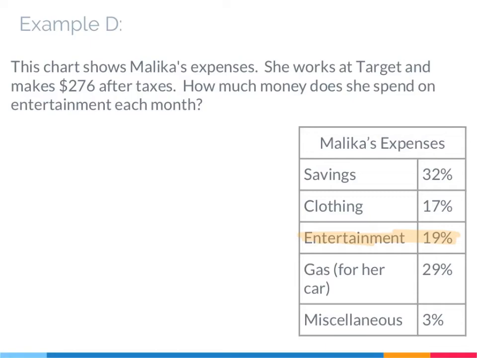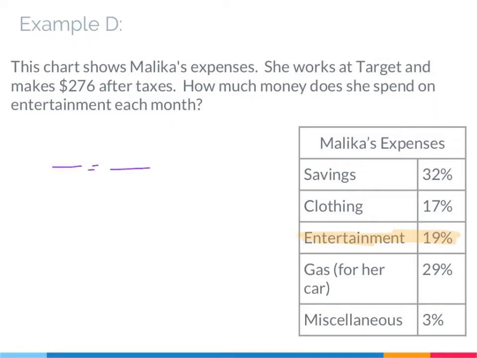So it says she works at Target and makes $276 after taxes, and we're trying to figure out the amount she spends on entertainment. So we're going to set up our proportion. We don't have our fancy boxes here, but we're not usually going to have our fancy boxes. So it's going to be up to us to make our proportion the way that we need to. So let's draw two lines to set up our proportion.